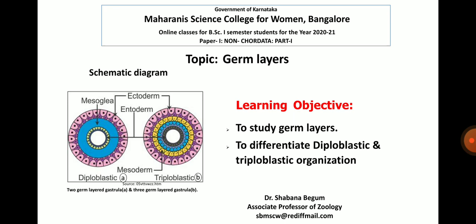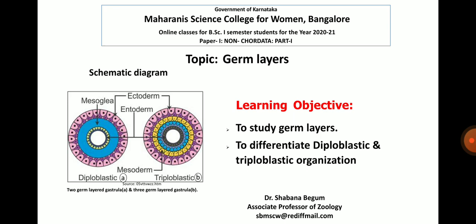Today let us learn about an interesting subtopic called germ layers. As you all know, germ layers are the embryonic tissue layers that are formed during the process of gastrulation in the early embryonic life of an organism. So, based on the number of germ layers developed in the embryonic stage, animals are classified into 2 types, that is diploblastic and triploblastic. So, here the learning objective of this topic is to know about the germ layers, then to differentiate diploblastic and triploblastic organization.